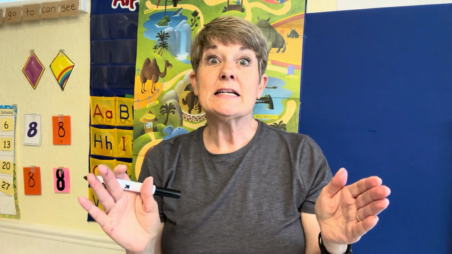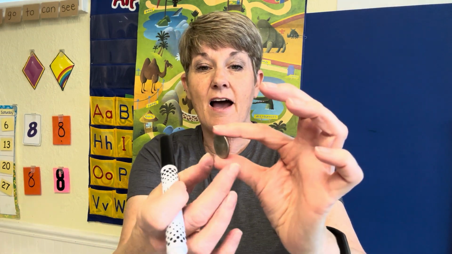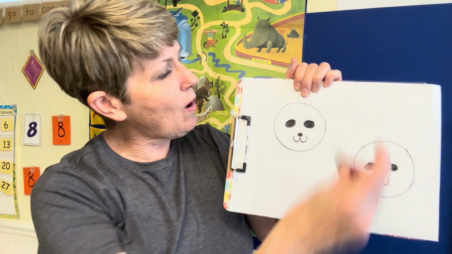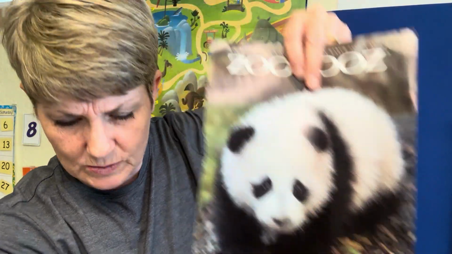Now, we need some ears. And you know what size we need? About the size of a quarter. All right, so we're going to take this. And this doesn't go up at the top. Let's look at this panda for a minute. His ears kind of go down. They don't go up at the top of his head. They kind of go down his head a little bit.